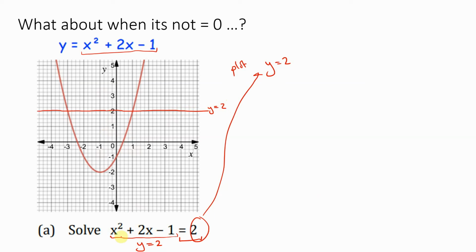We're basically wanting to know where the graph y equals x squared plus 2x minus 1 is the same as the graph y equals 2. And that is where they cross each other. So here and here. Well, let's have a look at these points. It's going to be minus 3, 2. And it's going to be 1, 2. So again, just write out solutions. X equals minus 3, x equals 1. We don't care that it's y equals 2 because we've got that written in the question and there's no y's in here. We only care about the x values.